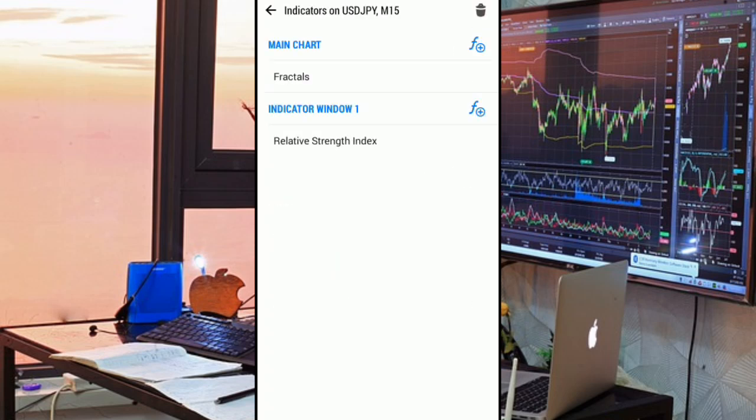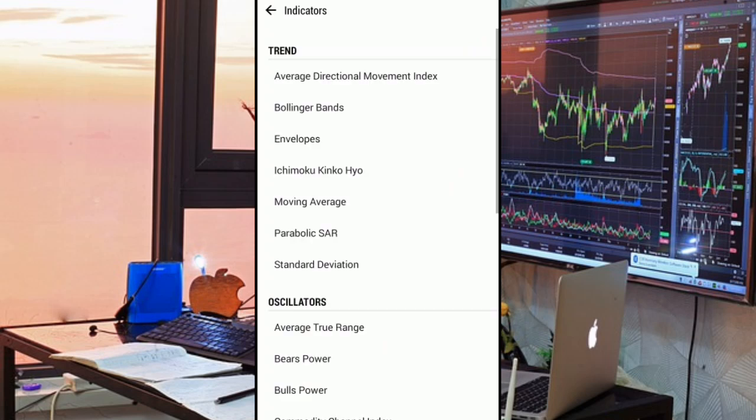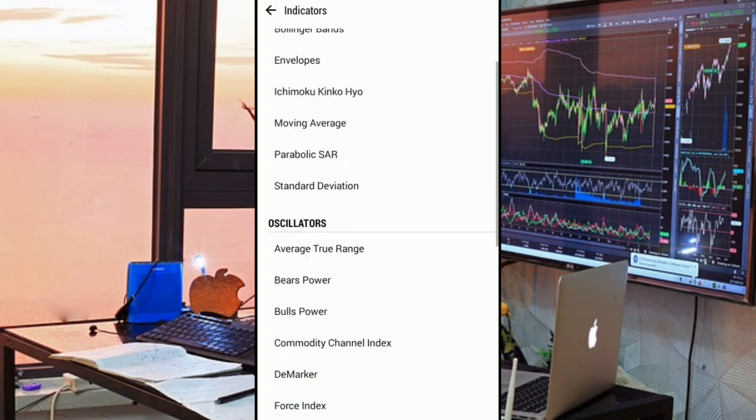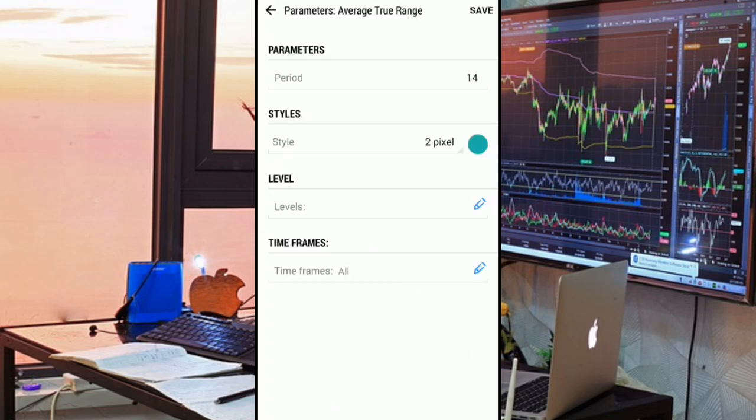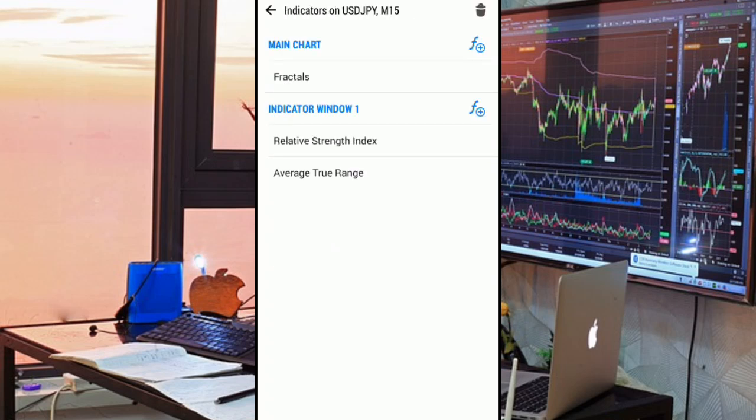Now when you are this side, you are going to come here, on the indicator window 1. I want us to add something there. What you are going to add now is the average true range, which is just right here. So this is the average true range. For the settings, you're going to enter period 14, 2 pixel, and then you can use any color you would want to use. Then you can click save.